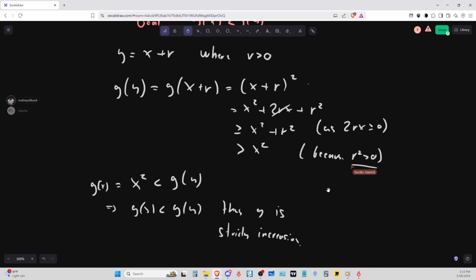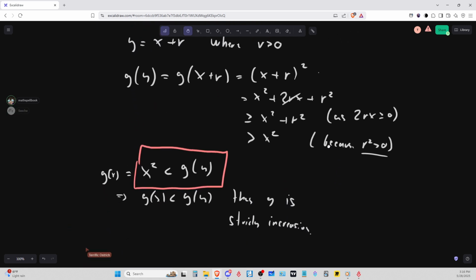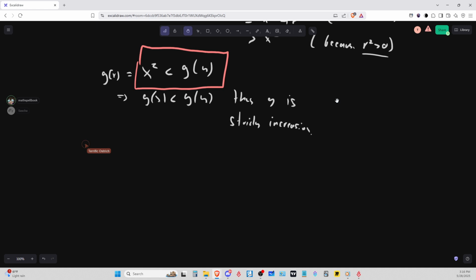Oh, okay. So g of y, which is g of x plus r, is supposed to be on the left side of the greater than. Yeah. So basically I summarize here the inequality that we play with: x squared is strictly smaller than g of y. But x squared is just g of x, so therefore we have this. That's pretty interesting, to show that it's increasing. Yeah, it's kind of fun.